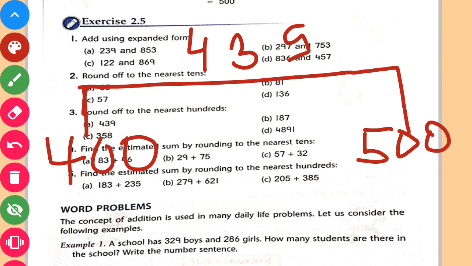So let us consider its digits. Here we have to round off to the nearest 100. Isn't it? So what will we do? We will look at the number at the tens place. Which number is there at the tens place? 3. 3 is smaller than 5, less than 5. So what will we do? The number at the ones place, that means 9, will become 0.